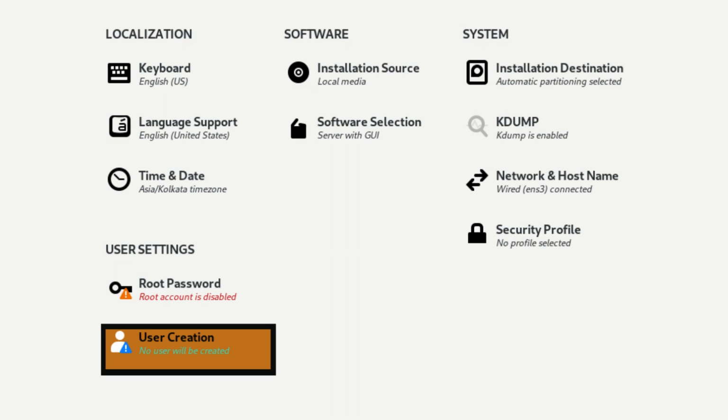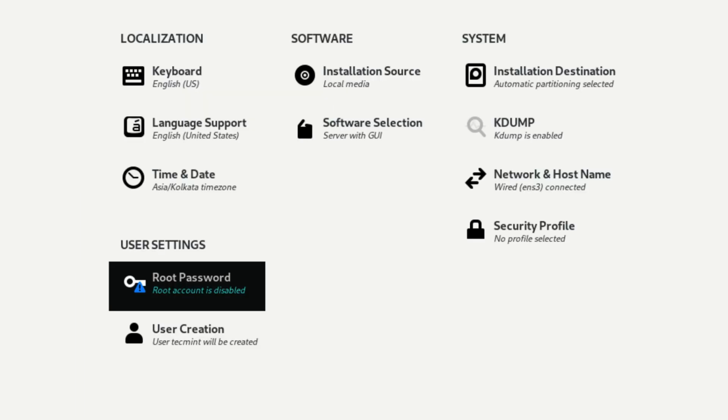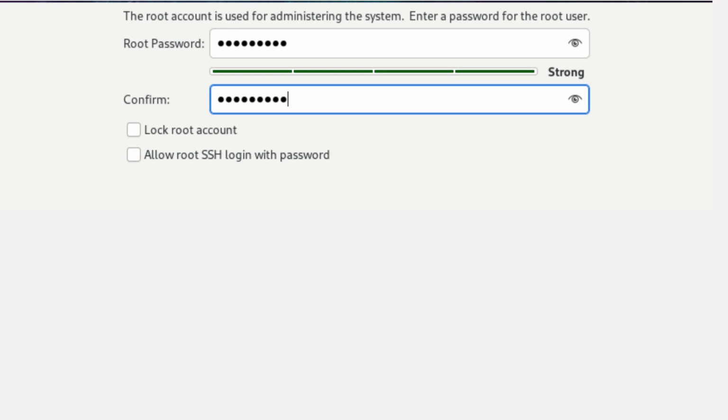Step 9. Creating a user and root password. In this step, we'll create a user account and set up the root password. Click on User Creation to create a new user. Enter details like full name, username, and password. You can also give this user administrative privileges if needed. We always recommend using a strong password to ensure security. After creating the user, select Root Password to set a root password for the system.